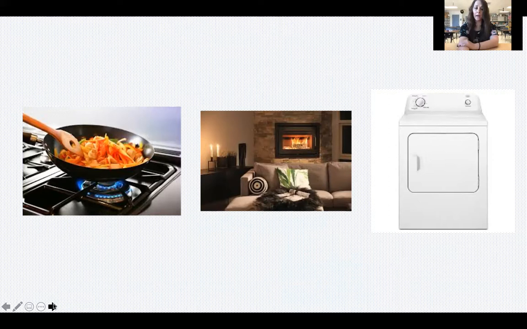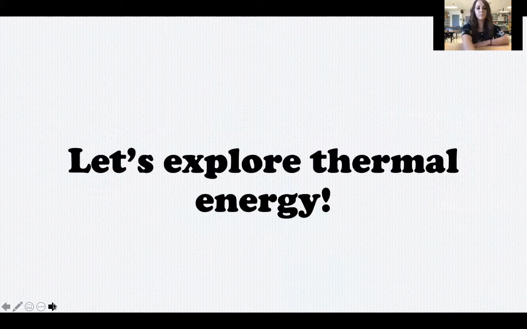Additionally, we use thermal energy in some more ways. Whenever you are blow drying your hair, or if you use a straightener or a curling iron or a hot comb, all of those things use thermal energy. When we're ironing our clothes, when you are baking something in the oven, when you build a campfire to cook s'mores or to stay warm, all of those things are ways we use thermal energy.